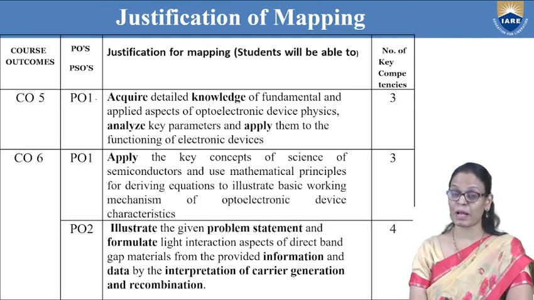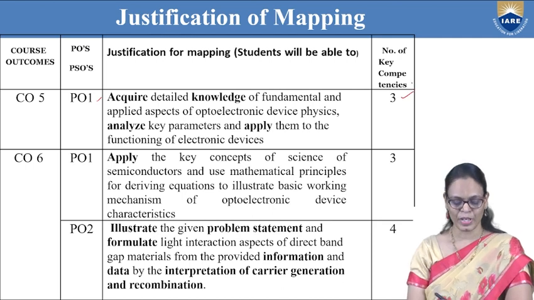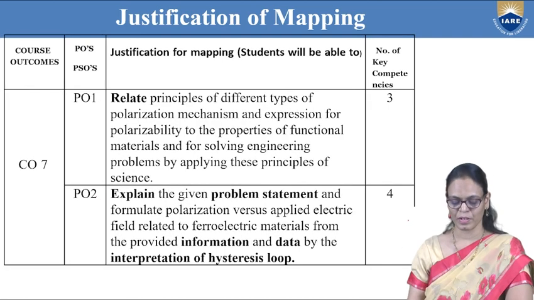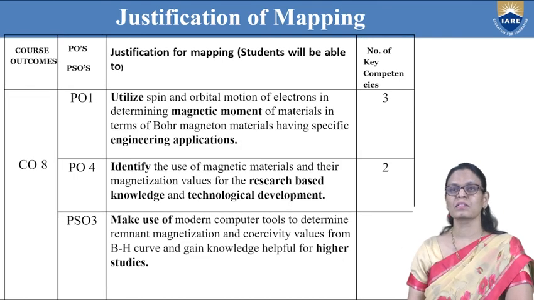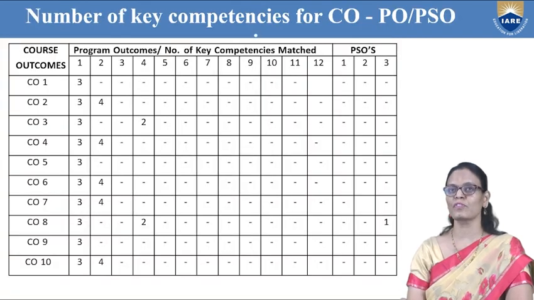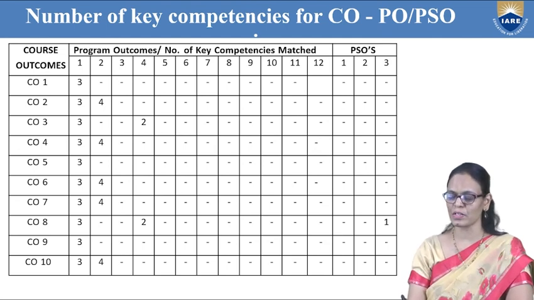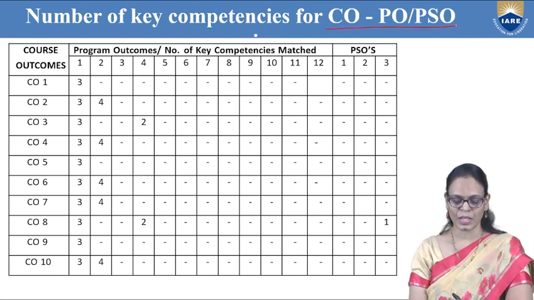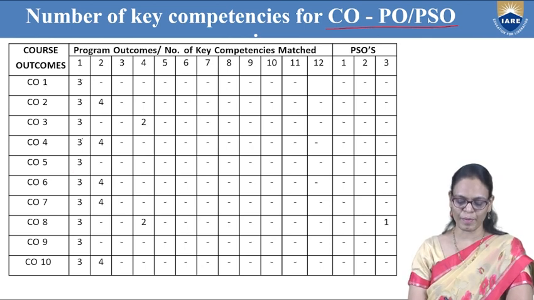Then CO5 is mapped only to PO1, knowledge based, with 3 key competencies. CO6 is mapped to PO1 and PO2, that is knowledge based and also problem solving, with key competencies 3 and 4. So this is for CO7, CO8, CO9 and CO10. And now the number of competencies we have seen, we are going to put in this table, that is for COs, all the program outcomes.